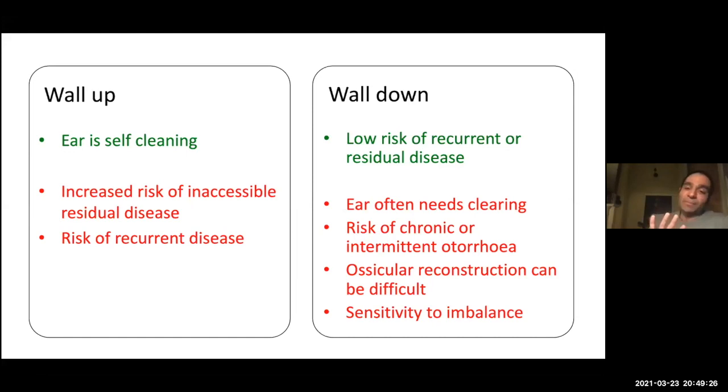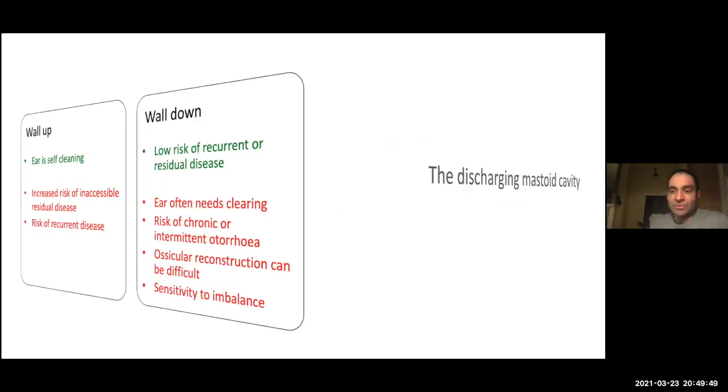If the tympanic membrane retracts again, actually, it's got nowhere to retract to. It just retracts onto the mastoid cavity, and that's the end of the problem. You don't get a cholesteatoma forming again. But the ear often needs clearing. There's a risk of chronic otorrhea, and the sequelae reconstruction can be difficult. Some patients also have a sensitivity to imbalance, for example, when cold air gets in, because the lateral semicircular canal is very exposed within the mastoid cavity.